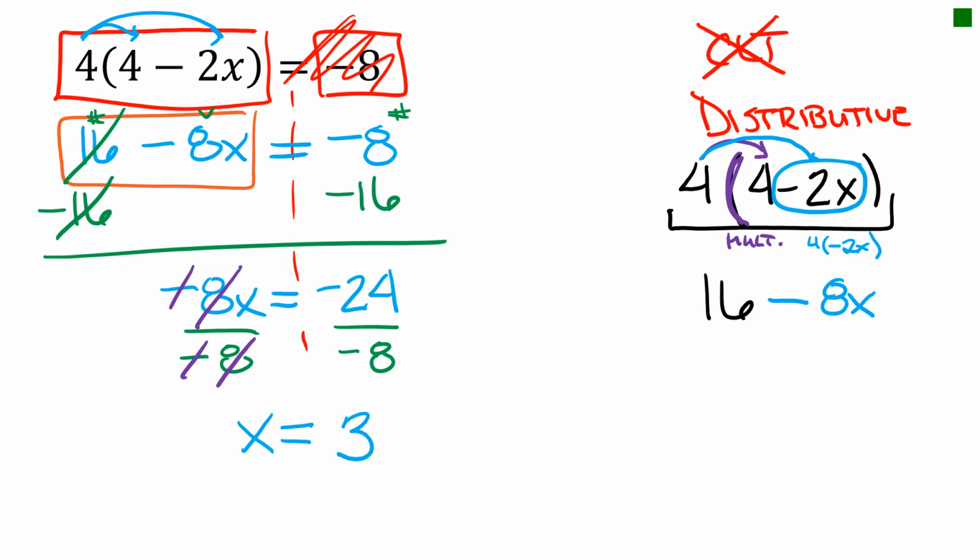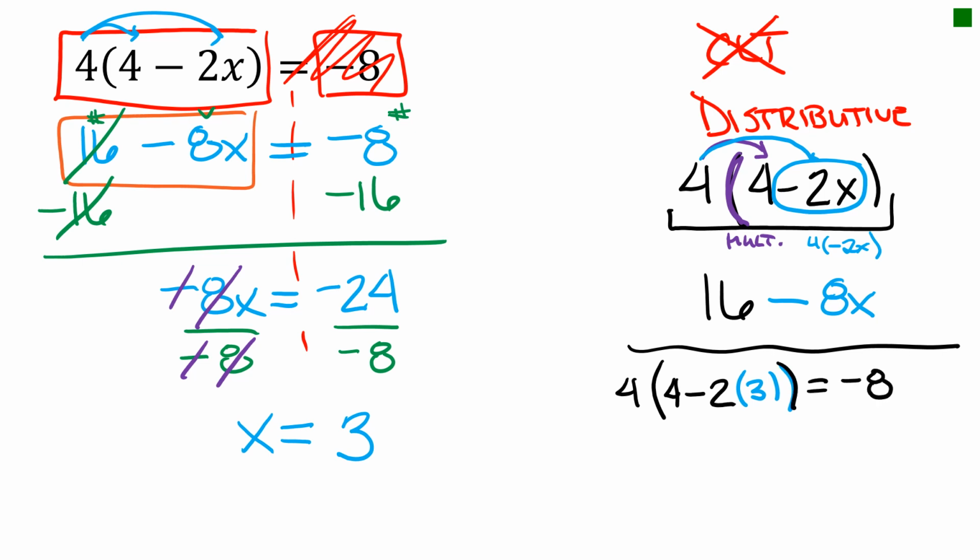Now I am going to go ahead and check this one for you because it's kind of confusing. Go back to the beginning. You have 4, you've got a parenthesis, you've got a 4, you've got a minus, you've got a 2. Whoops, there's your x. Insert the 3 in place of x. That equals negative 8. That's what we're trying to find out.